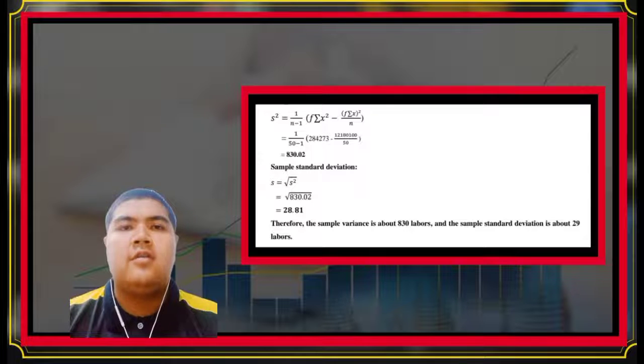From all the answers of the calculation, we'll be able to get the conclusion, which are the sample variance is about 830 labels and the sample standard deviation is about 29 labels.